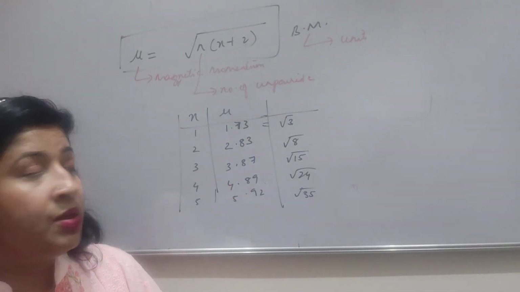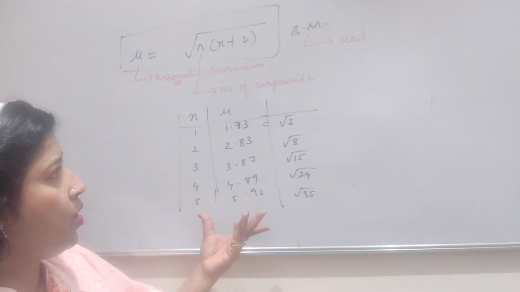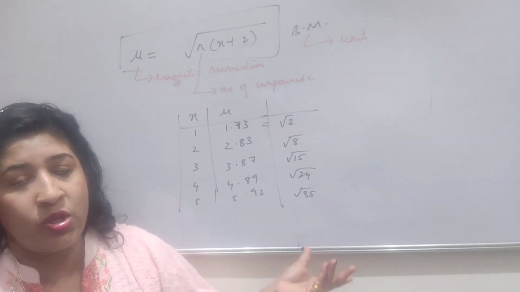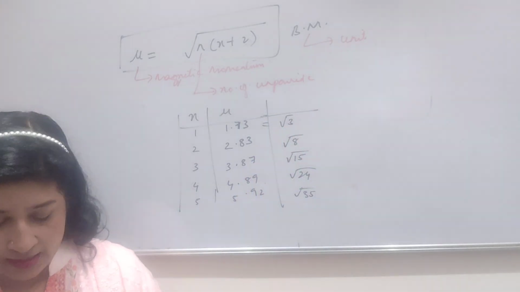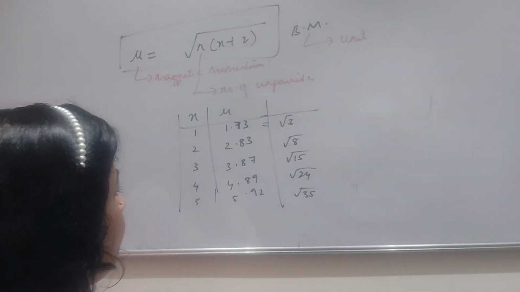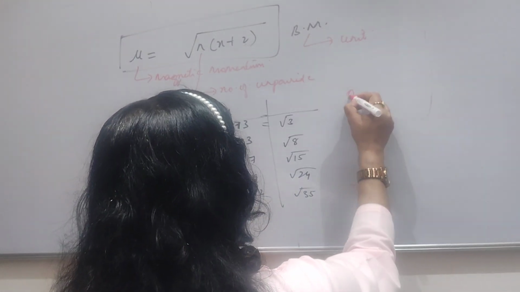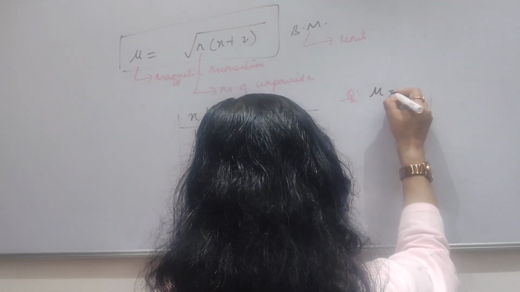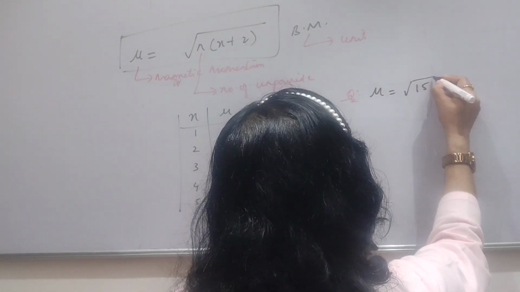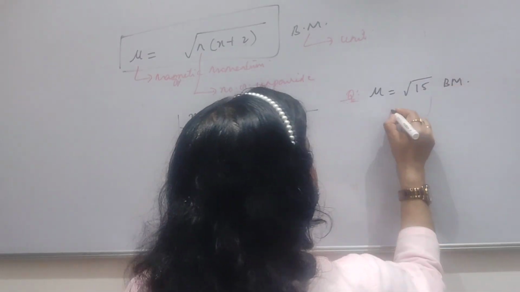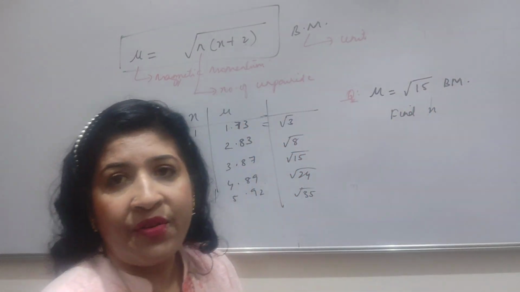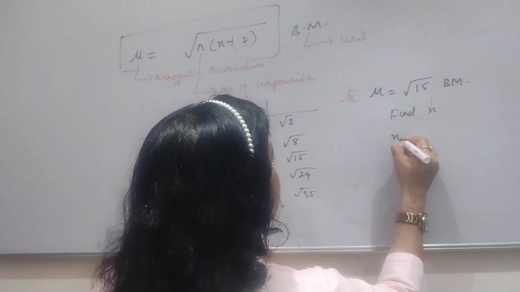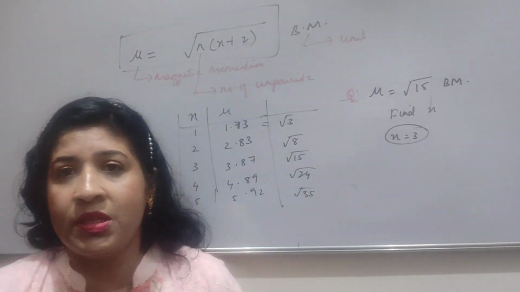Based on this table, you can calculate the number of unpaired electrons and the Bohr magneton. Suppose there is a question where they say the mu of a molecule is root 15 BM, so find n, the number of unpaired electrons. If it is root 15, then the number of unpaired electrons will be 3, so n is equal to 3. If you know this, it's easy.